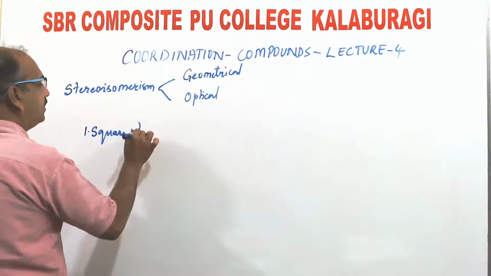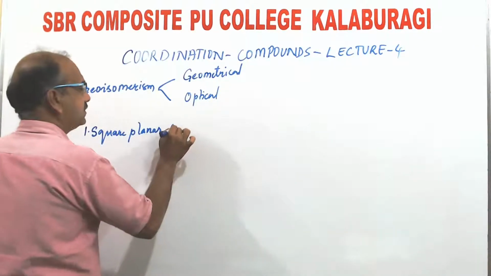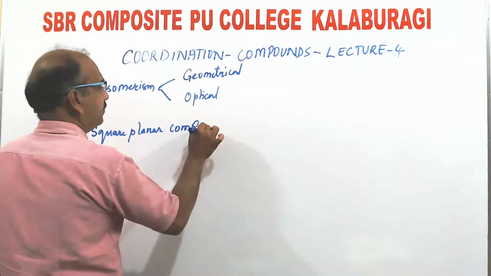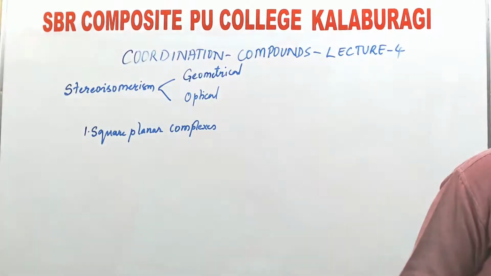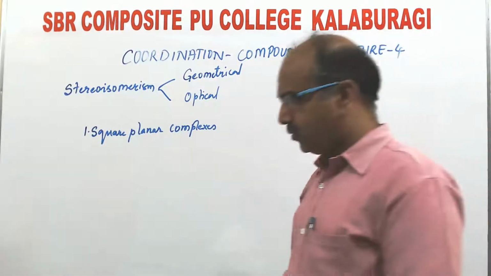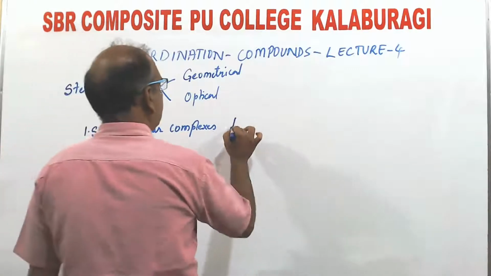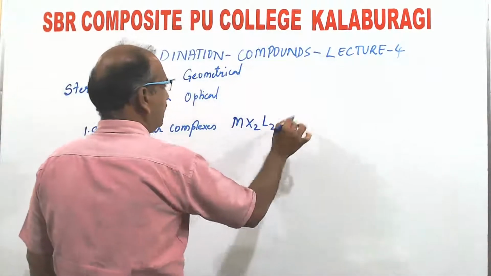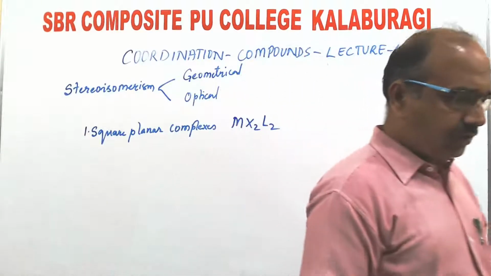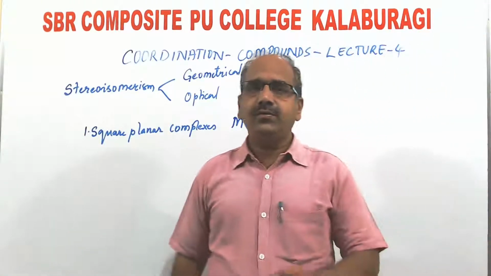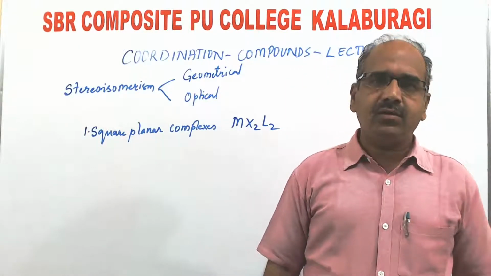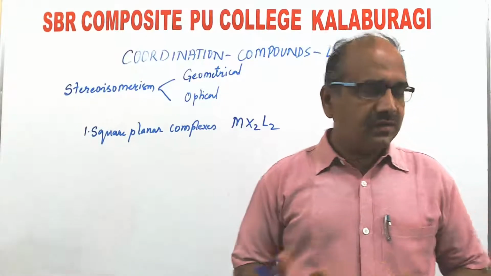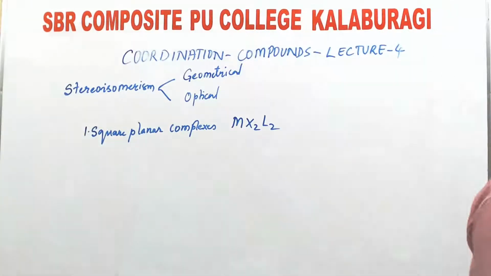Square planar complexes of the type... in this we have types. What are those types? First one is MX2L2. Now here X2 and L2, both are going to be unidentate. Unidentate meaning one pair of electrons is going to be donated. So this will give rise to cis and trans forms. Two forms are there, and both forms it shall be giving rise to.